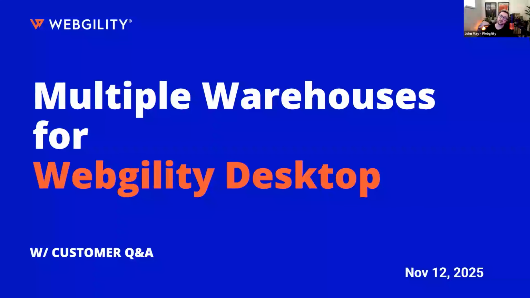Welcome everybody. Today we are going to be talking about inventory management for multiple warehouses in Webgility Desktop. We generally see a lot of questions come up when it comes to managing inventory across multiple locations. If you can imagine, things can get pretty complicated when you're storing inventory in multiple places and need to make sure that things are kept in sync across those locations.